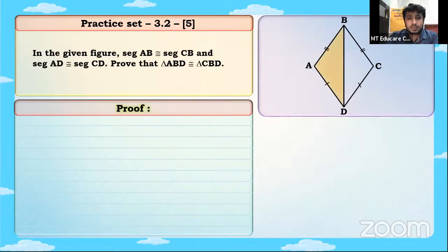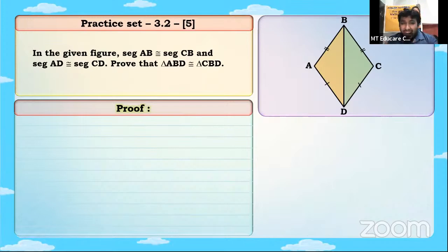Next, segment AD is congruent to segment CD. So students, look, AD and CD, they both are congruent. We have to prove triangle ABD is congruent to triangle CBD.